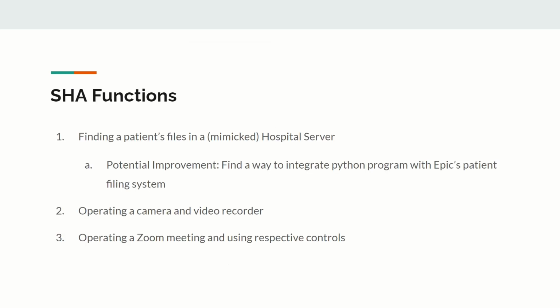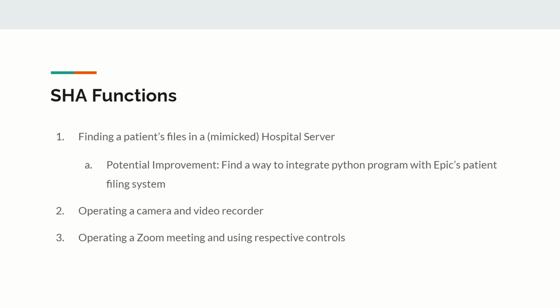So I already briefly went over the SHA functions, but in more detail, the first ability of the SHA is the ability to find a patient's file in a hospital server. So obviously I don't have access to a real hospital server. So one actual way to improve my current Python program is to find a way to integrate the program with Epic's patient filing system. And Epic is the most widely used EHR in America.